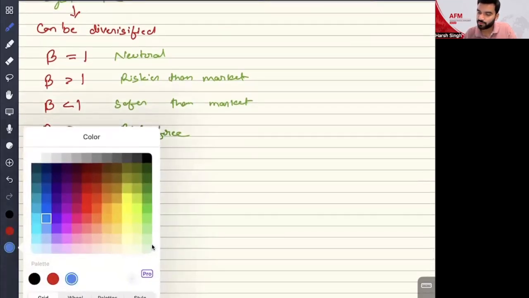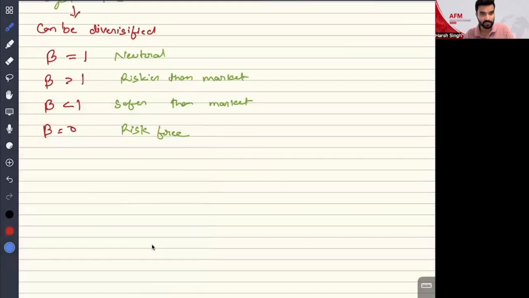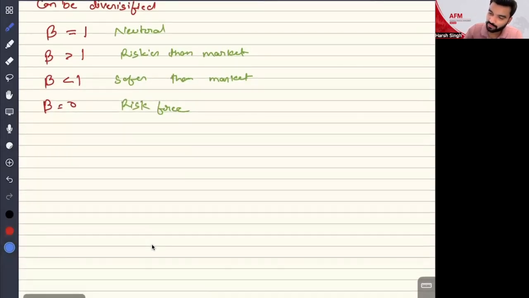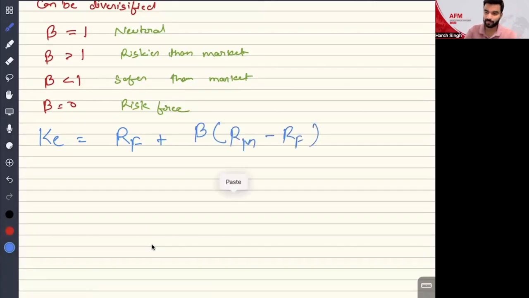Now, the formula of this topic is the most important point. Cost of equity is equal to risk-free rate plus beta times market return minus risk-free rate. This is the formula. I'll denote the meanings over here: risk-free rate, beta you already know, then the market return. We already know all these meanings.